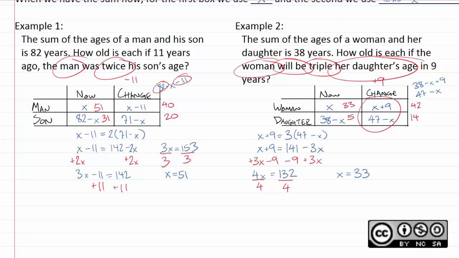And that's it. But again, with age problems, it's very important to make sure you actually answer the question. For the first problem, they ask us how old is each? So our answers are 51 and 31. For example 2, again, they ask us how old is each? So our answers are 33 and 5.